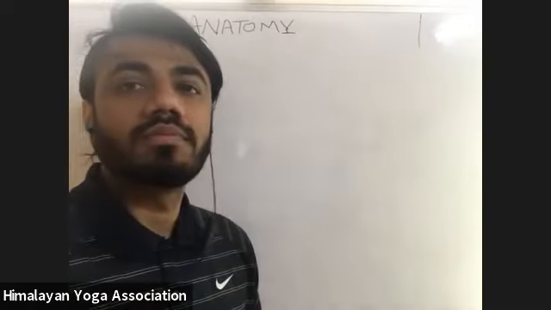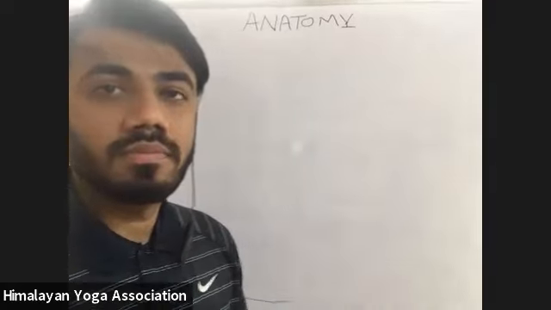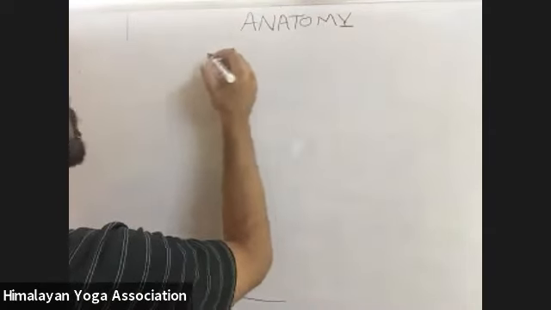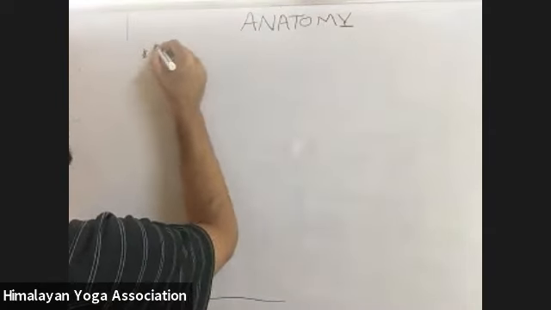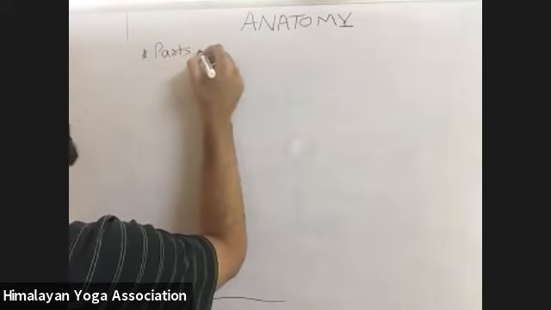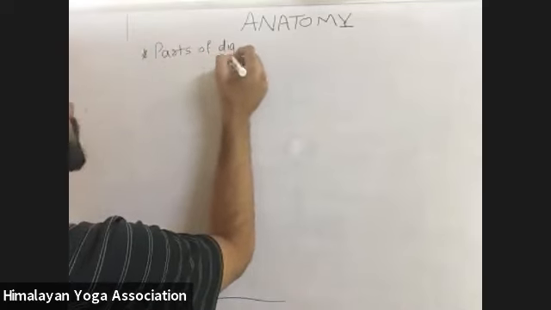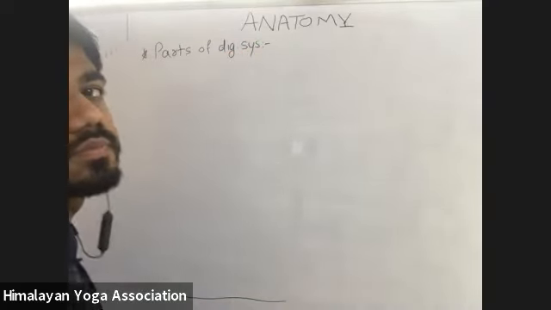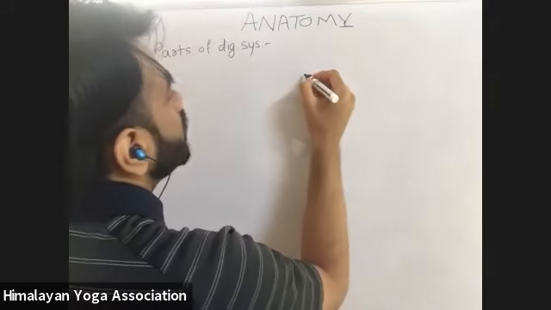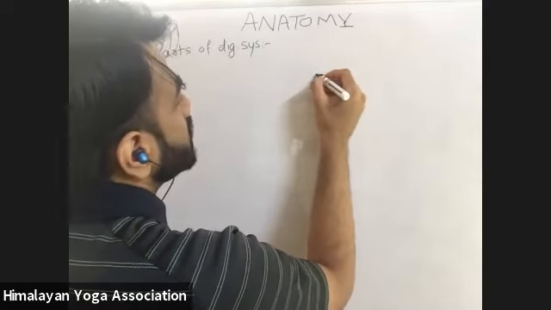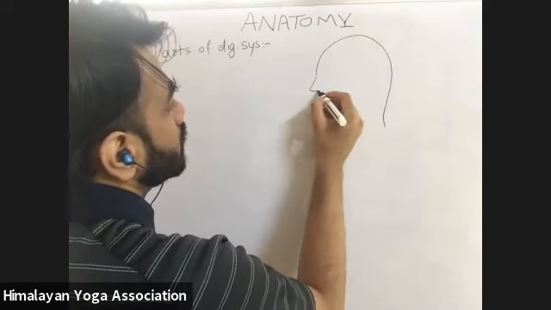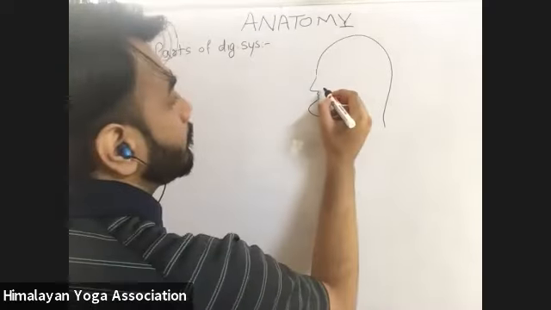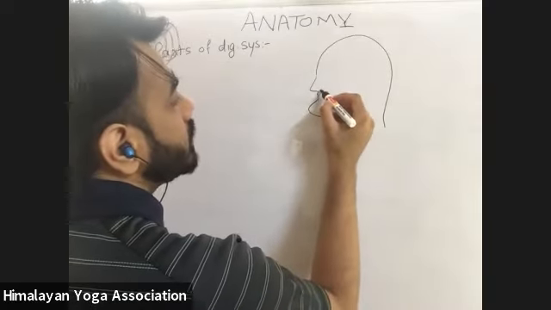Now, we will see about the parts of the digestive system. So giving the heading here, parts of the digestive system. So here we'll draw a diagrammatic representation. I hope you can see the diagrammatic representation.